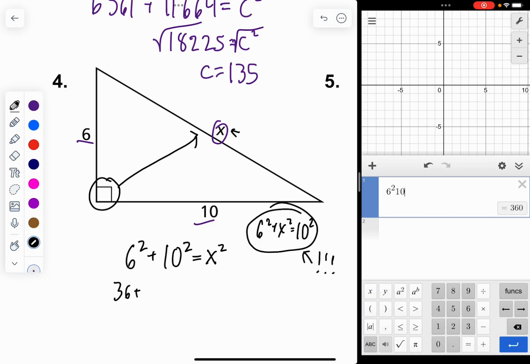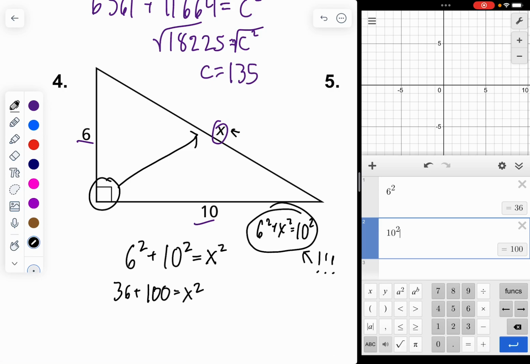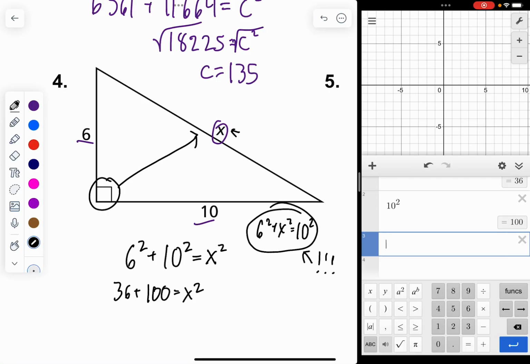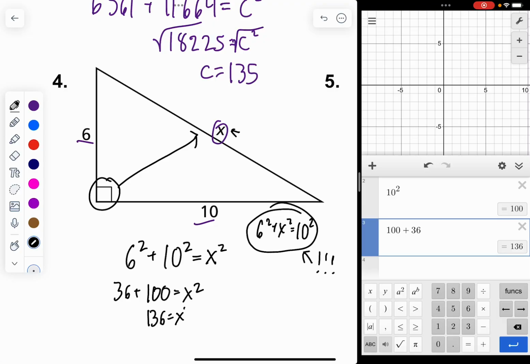10 squared is 100. And that's an easy one to do, 136 when you add the two together. 100 plus 36. So the square root of 136, going to wind up with a decimal this time, I think. Yep.